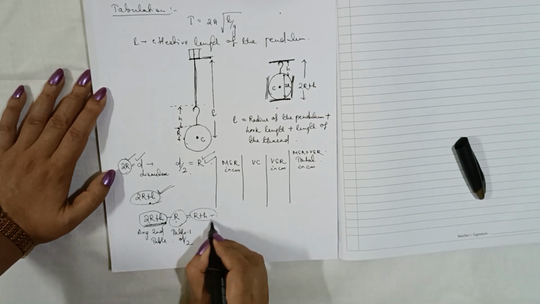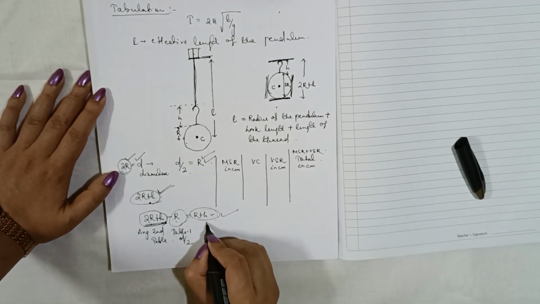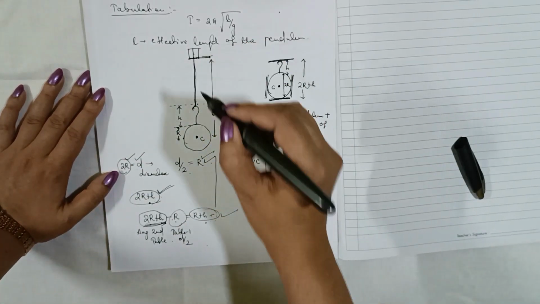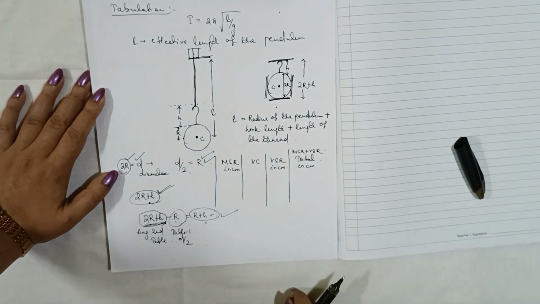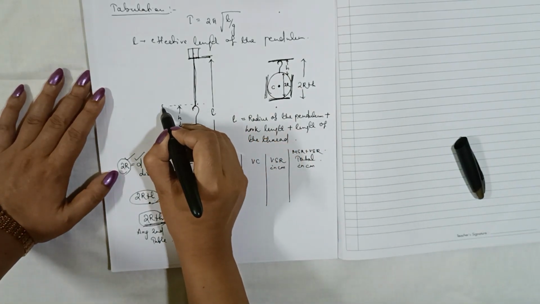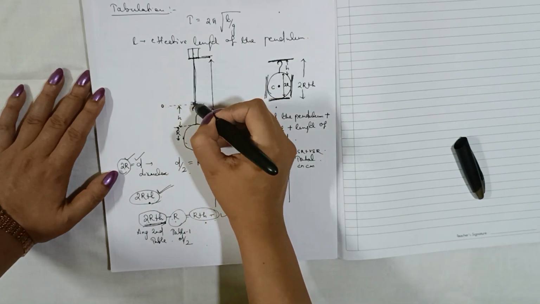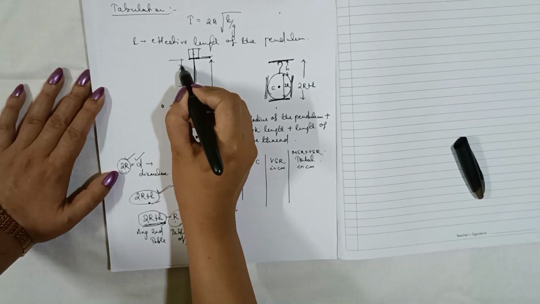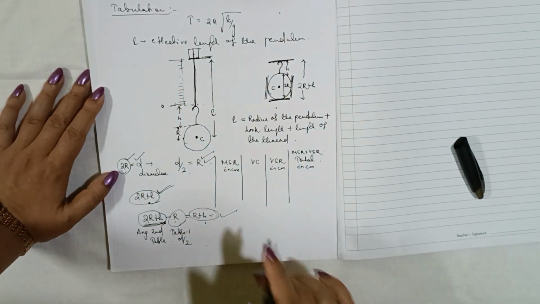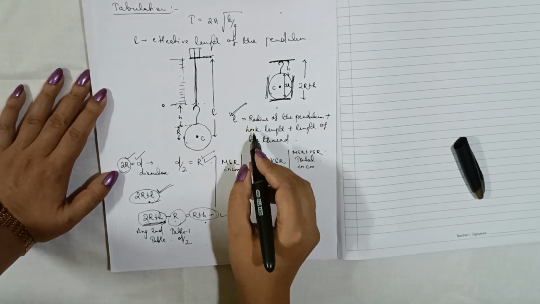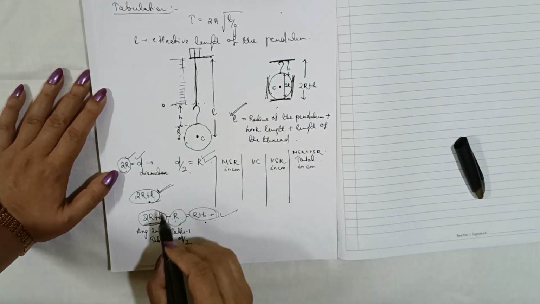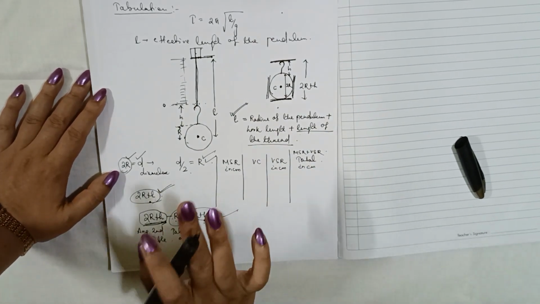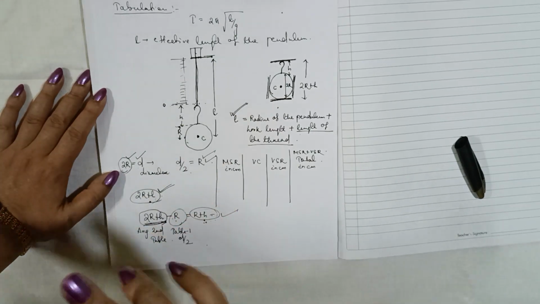And you have determined R plus H. Once you have determined R plus H, your task is over, because the thread length can be determined by using a scale only. You can take the scale, place the zero over here, and you can easily determine the length of the thread. So like this, we have to determine the effective length of the pendulum. That is nothing but R plus H plus the length of the thread. This is how you are going to determine the L part.